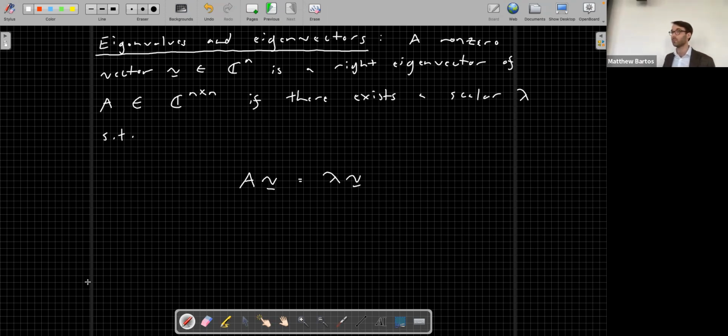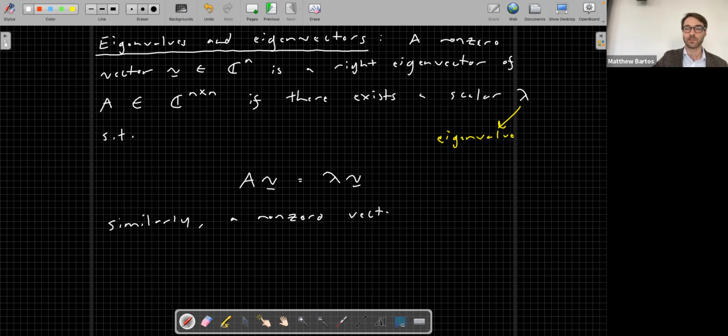Just as Jimmy said before, we define a vector v as a right eigenvector of A if and only if multiplying A by v gives you back the same result as multiplying v by some scalar. That scalar that it is multiplied by, we call an eigenvalue. So this lambda here is an eigenvalue associated with that eigenvector v. Similarly, we have that a non-zero vector, which we'll call u, and is also in C^n, is a right eigenvector.